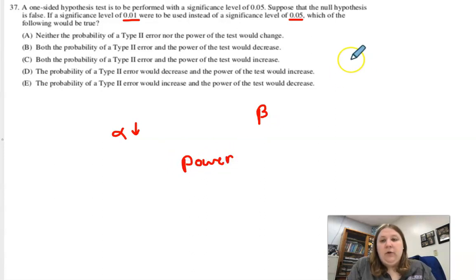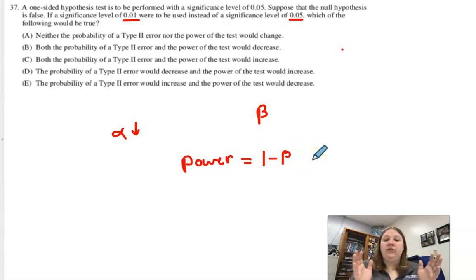Okay. So we know that power is equal to 1 minus beta, or beta is equal to 1 minus power. So basically the two change together. The two have to equal 1 together. So if power goes up, I know beta goes down. If beta goes up, I know power goes down. So I know how alpha affects power, and I know how power affects beta. So we kind of need that step in the middle.